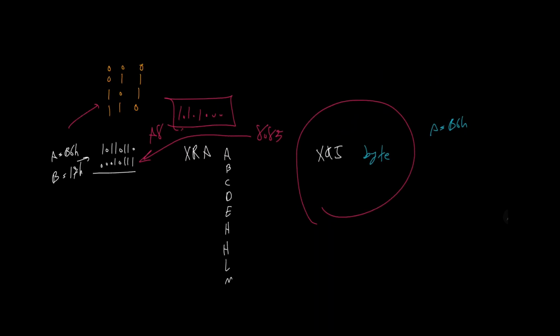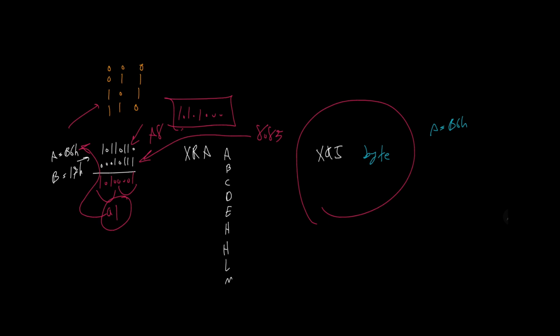Based on this truth table, the XOR would be done. 0 and 1 would be 1, 0 and 0 would be 0, 1 and 1 is 0, 1 and 0 is 1, 0 and 0 is 0, 1 and 0 is 1. What is this? Well, this is A and this is 1. A1 would be the new value loaded inside the A register.